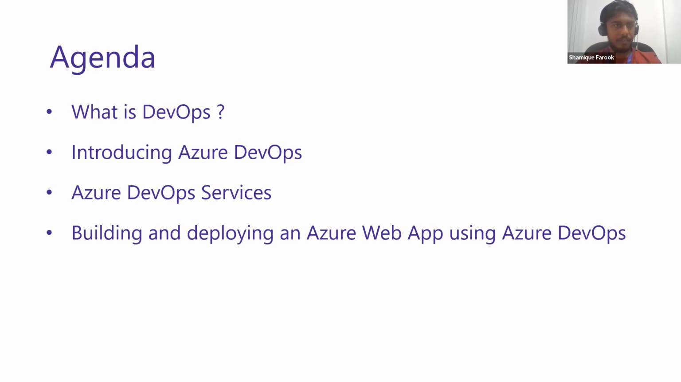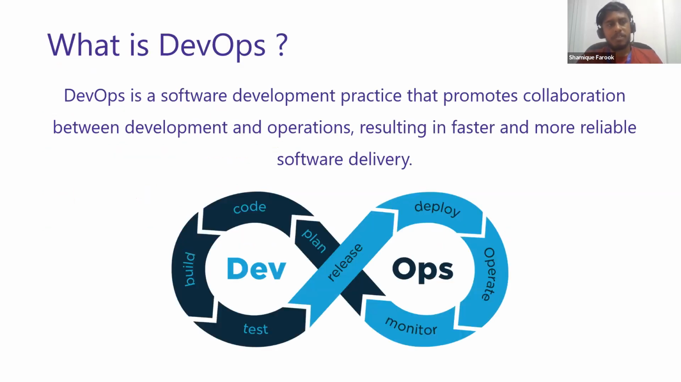So let's start, beginning with what is DevOps. I think you might have already heard this term. DevOps is the acronym given to the combination of development and operations. It's a software development practice that promotes collaboration between development and operations, which results in faster and more reliable software delivery. DevOps connects people, process, and technology to deliver continuous value.